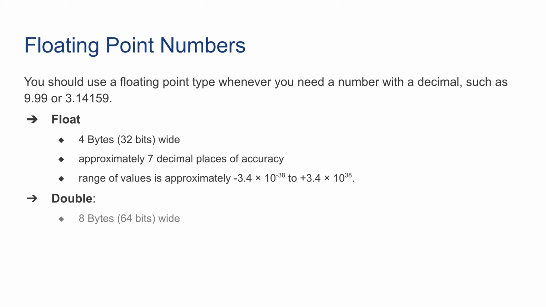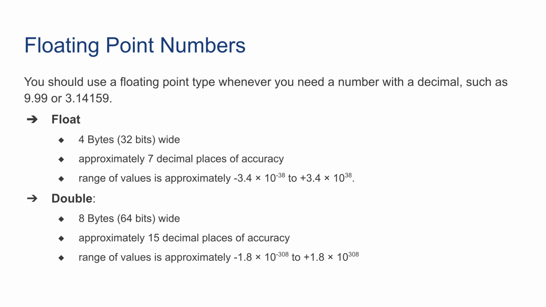And double is the most common one. It is 8 bytes wide, or 64 bits, and it can support approximately 15 decimal places of accuracy, and the range is very huge.